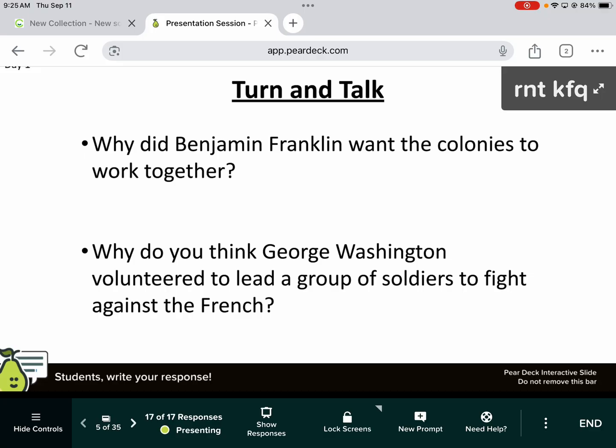Do you think Virginia could take on France by itself? No, but do you think all 13 could take on France? Yeah, so there's power in numbers.